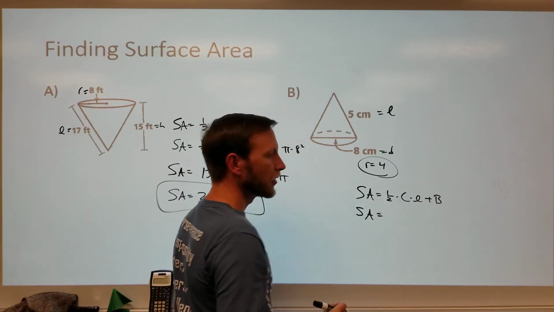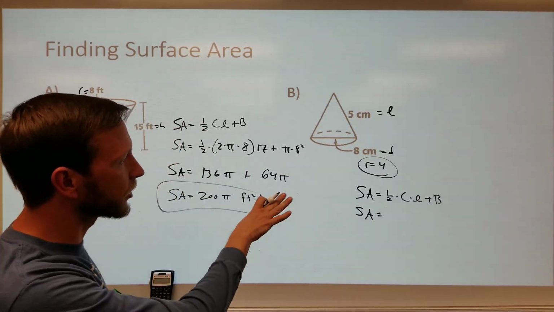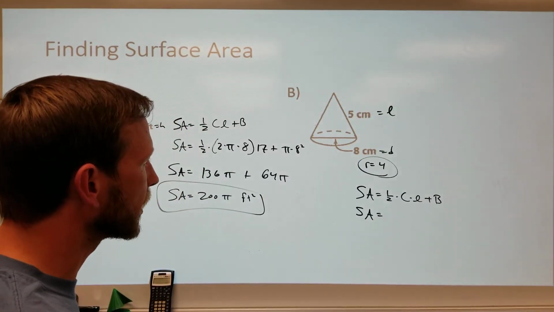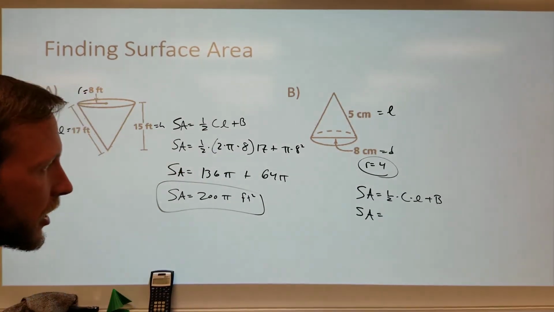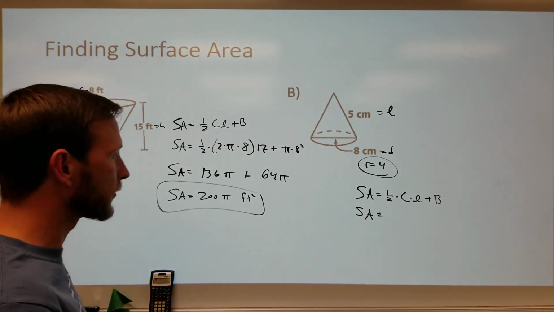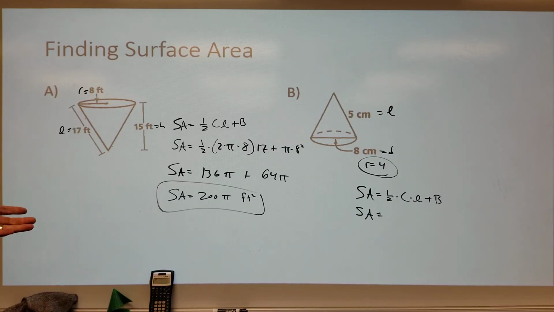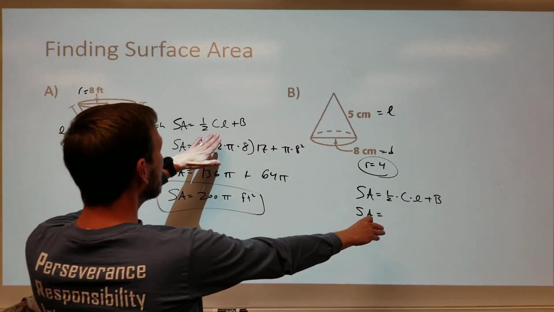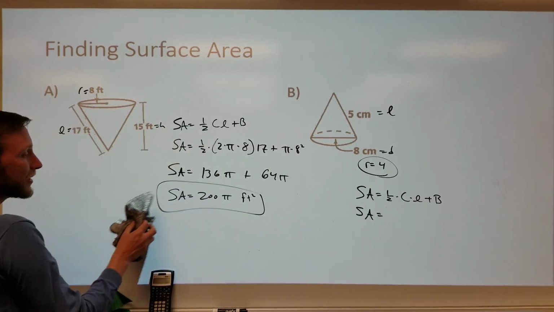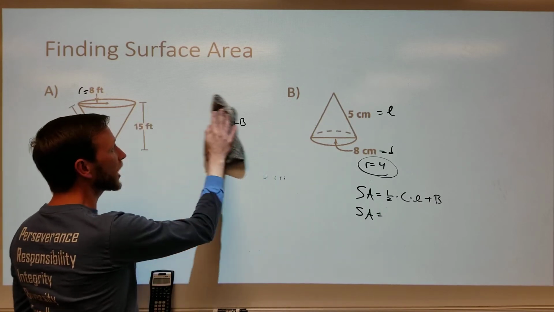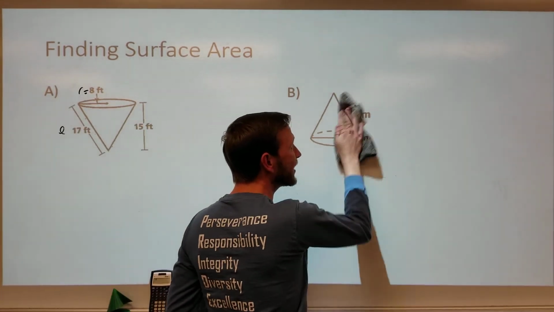In fact, go ahead and you do this. You finish this one. You find the circumference of the base, multiply it by 1/2, multiply it by the slant height, and then add on the area of the base, and then we'll confirm whether or not you did that correctly in class. All right, so this is finding the surface area for pyramids and for cones. You'll notice that the formula of 1/2 CL plus B is the same or very similar to 1/2 PL plus B, and that is intentional.